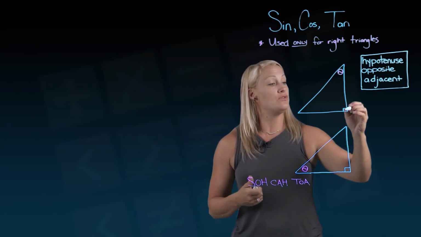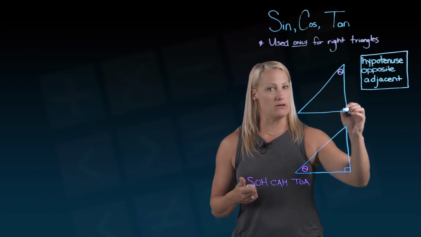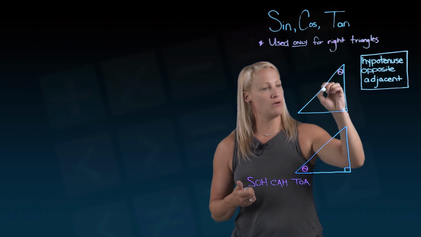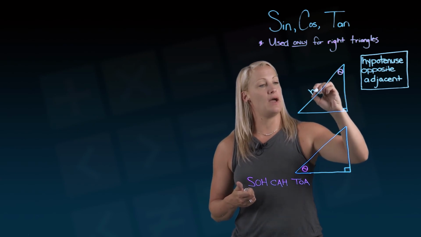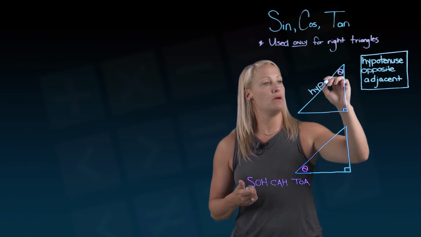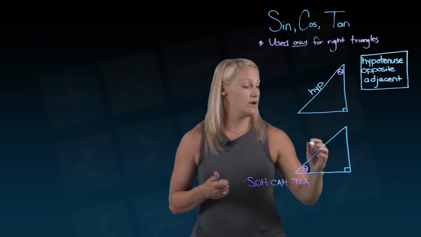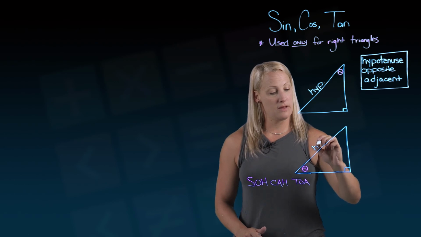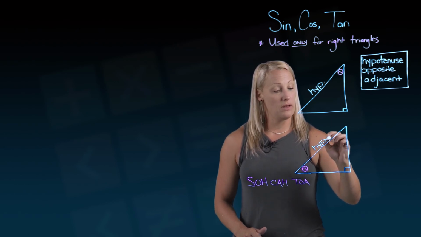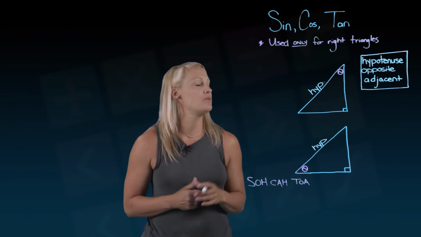The hypotenuse is right across from this 90-degree angle, or this right angle right here. So right across from that, that is the hypotenuse. I'm going to write hype. And same down here, same situation. Here's the right angle, right across from that, that is the hypotenuse. So this is only going to work if we have right triangles, because you need the hypotenuse, which is only across from the right angle.